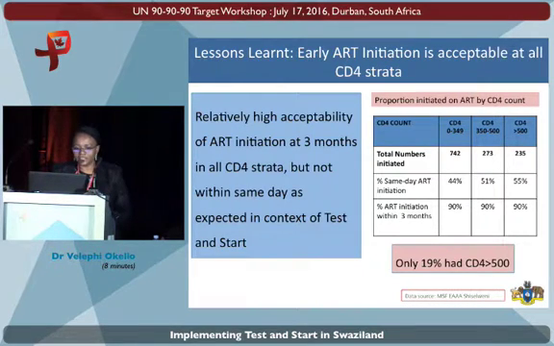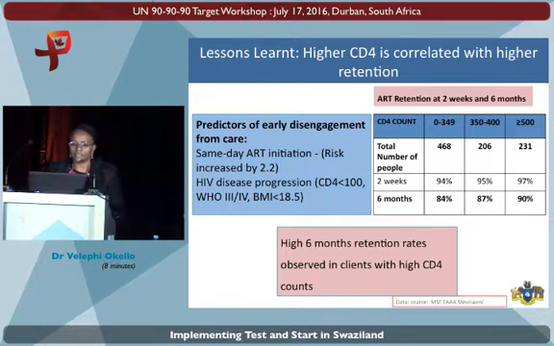One of the lessons that we've learned from the MSF study, which has reached its completion, is that there's relatively high acceptability of ART initiation at 3 months in all the CD4 strata as shown. However, not within the same day as we would have expected people to initiate. There are various reasons that we can discuss why people didn't want to start on the same day of testing.